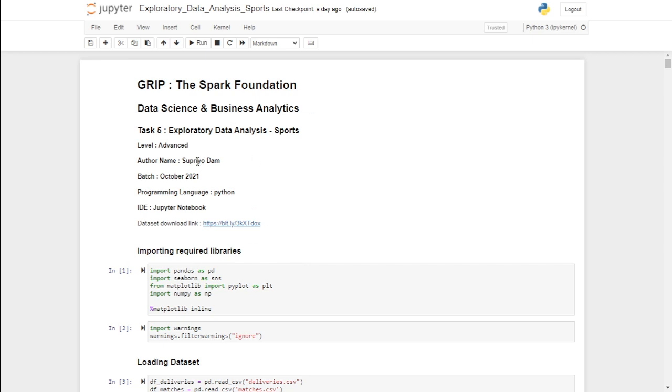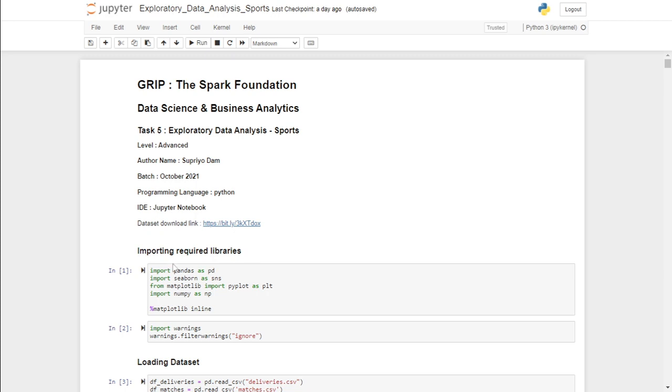My name is Shubhridhan and I am a data science and business analytics intern at the Spark Foundation. Today I solved task number 5, which is exploratory data analysis on sports, and it is an advanced level problem. I am from the October 2021 batch.